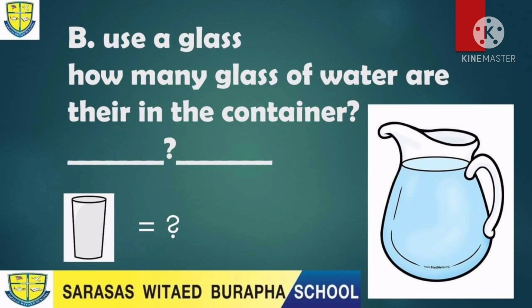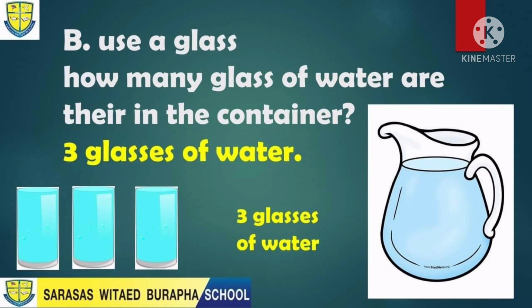Now let's take a guess. Okay, let's say our guess is 3 glasses. Then, let's do the activity and see if our answer is correct. Now, let's transfer the water of the container to the glass. So the answer for the question, how many glasses of water are there in the container, is 3 glasses of water.